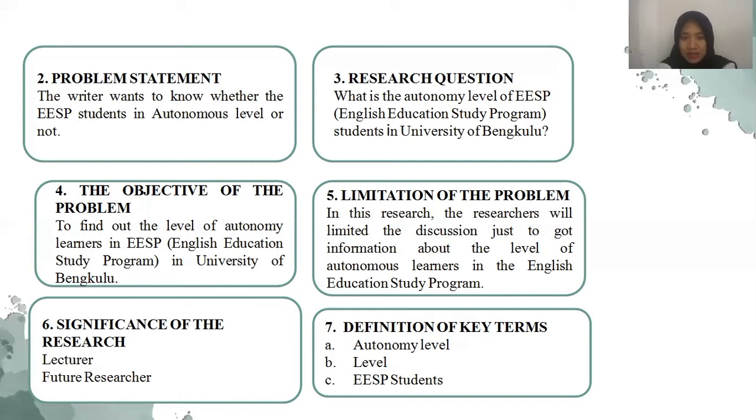And then the last in the introduction is definition of key terms. The definition of key terms in this study is divided into 3 points. First, autonomy level, second, level, and the last is ESP students. Autonomy level is about how autonomous learners are in the English education study program. The level in this research means there are 4 levels of autonomy in this study. First, dependent, barely autonomous, and highly autonomous. And the last, ESP students. ESP students stands for English Education Study Program. So ESP students in this research means students in the English Education Study Program.